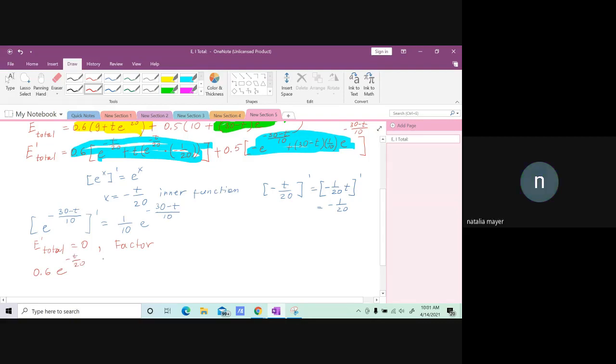And then the bracket. Now what will be left? 1 plus t times the bracket. So look, can you multiply t and negative 1 over 20? What will it be? Negative t over 20, right?